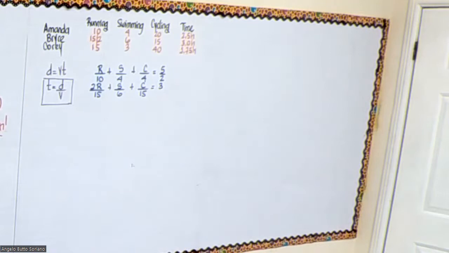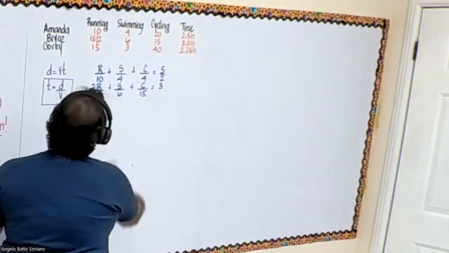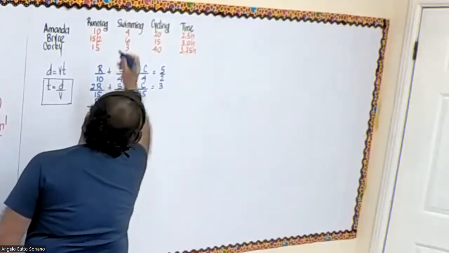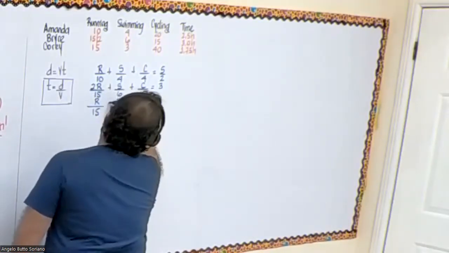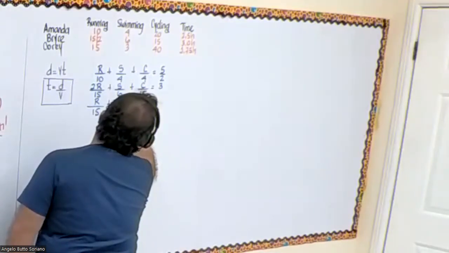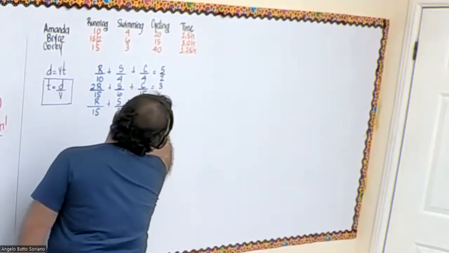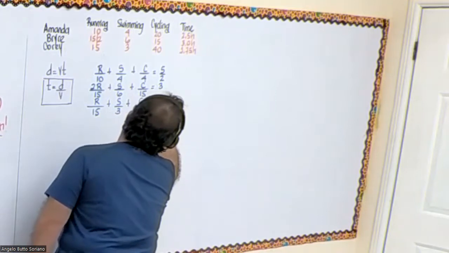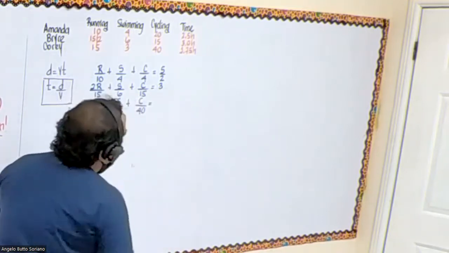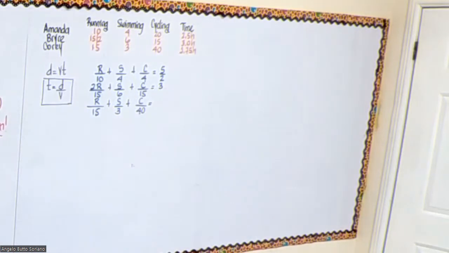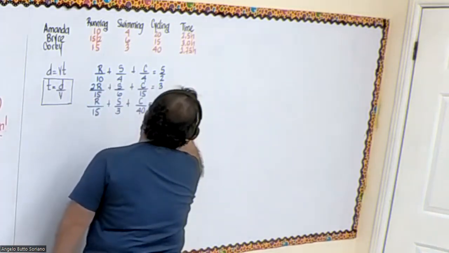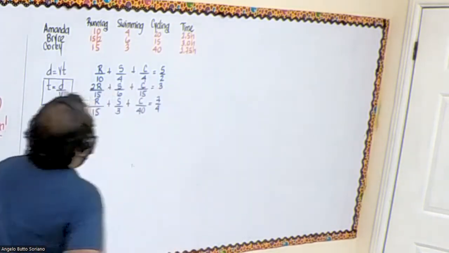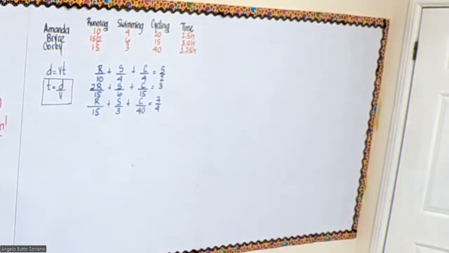Now the third system equation, R over 15 plus S over 3 plus C over 40, that will be equal to 1.75. But instead of writing 1.75, another way of saying this one is 7/4. 7/4 will be 1.75, avoiding the decimals, and we have only fractions.